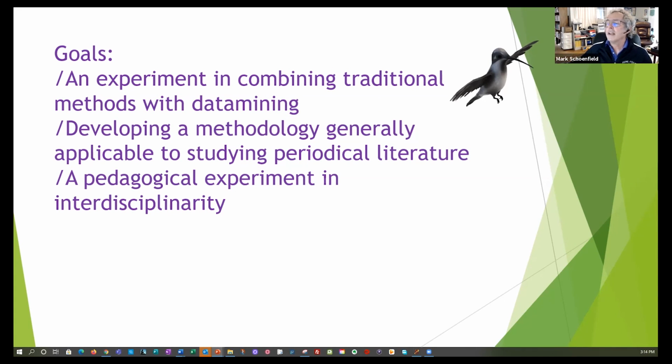And then finally, it's a pedagogical experiment in interdisciplinarity. How much can we help students learn to do this while we're learning it ourselves?